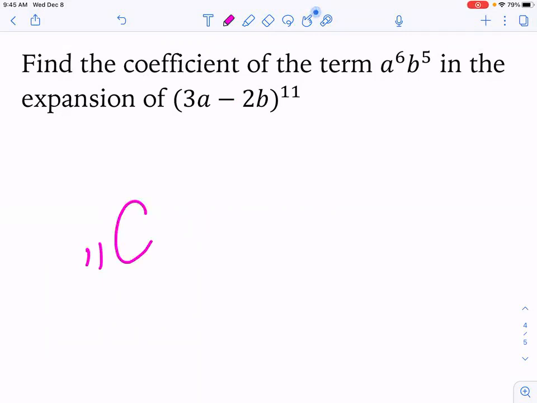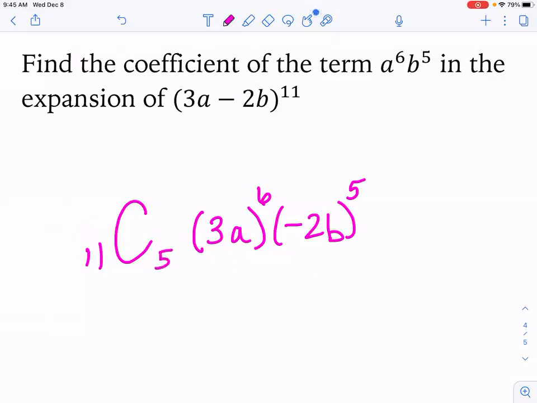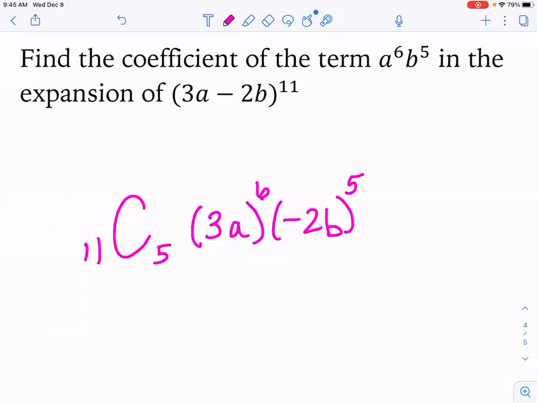Okay, so it's 11 combinations of something. 3a and negative 2b are the two terms in our binomial. We want a to be to the 6th power, and we want b to the 5th power, right? So this is 11 combinations of 5. So in your calculator, you need to do 11 combinations of 5 times 3 to the 6th times negative 2 to the 5th. It's going to be a negative number, we know that.